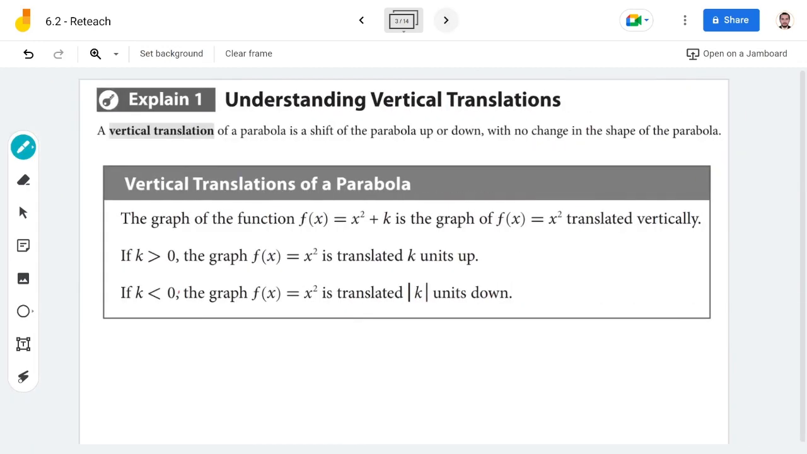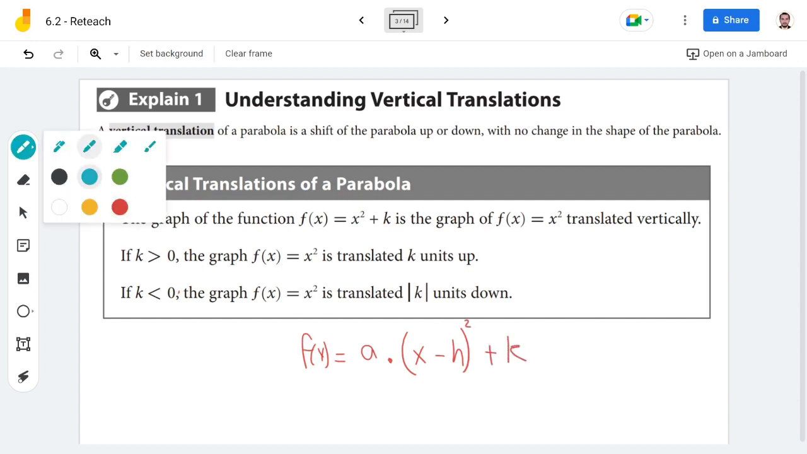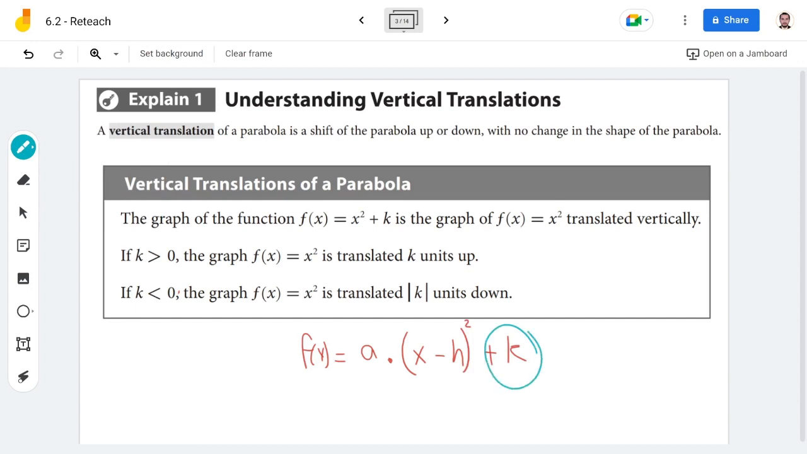Now let's go through the formula. The formula of the quadratic function in vertex form, let me write here: f of x is equal to a times (x minus h) to the power of 2 plus k. Now let's talk about k. What's k? k is the translation on the y-axis. So k is always related to the y-axis.